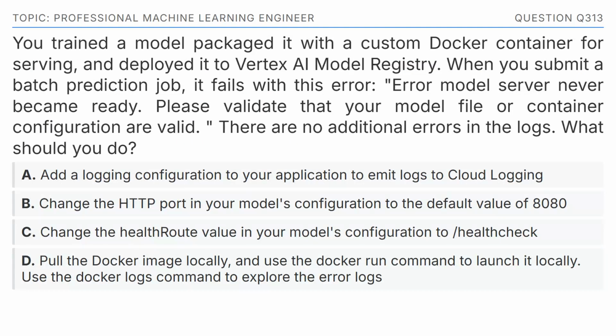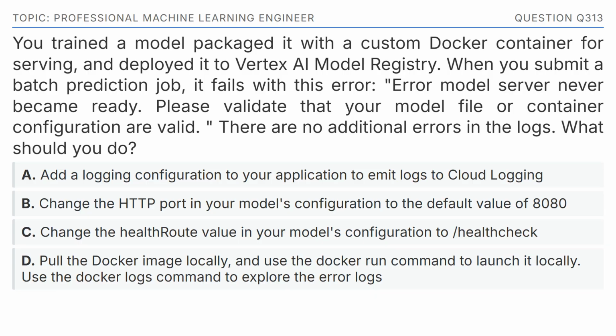You trained a model, packaged it with a custom Docker container for serving, and deployed it to Vertex AI Model Registry. When you submit a batch prediction job, it fails with this error: model server never became ready. Please validate that your model file or container configuration are valid. There are no additional errors in the logs. What should you do? The options are: Option A.